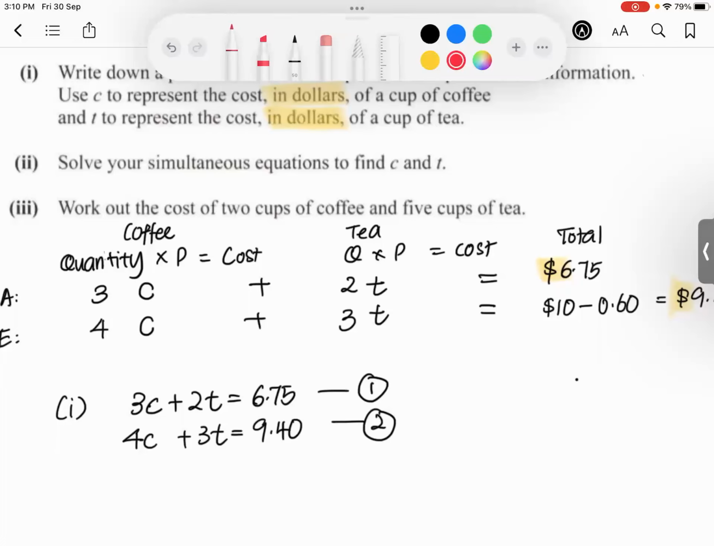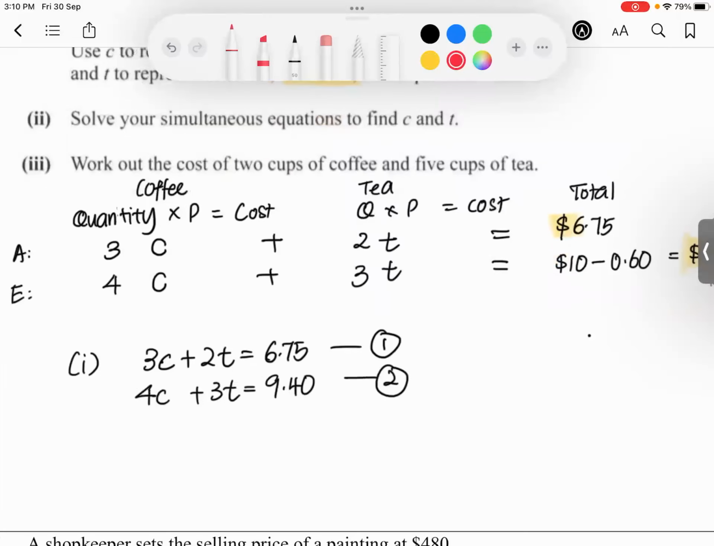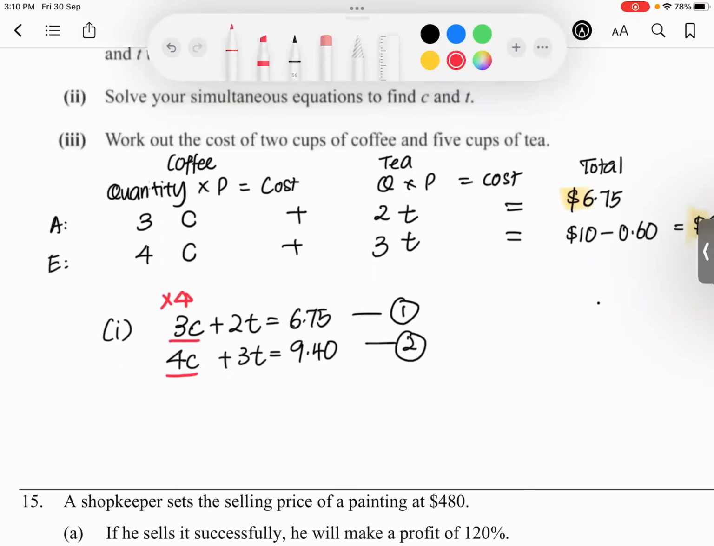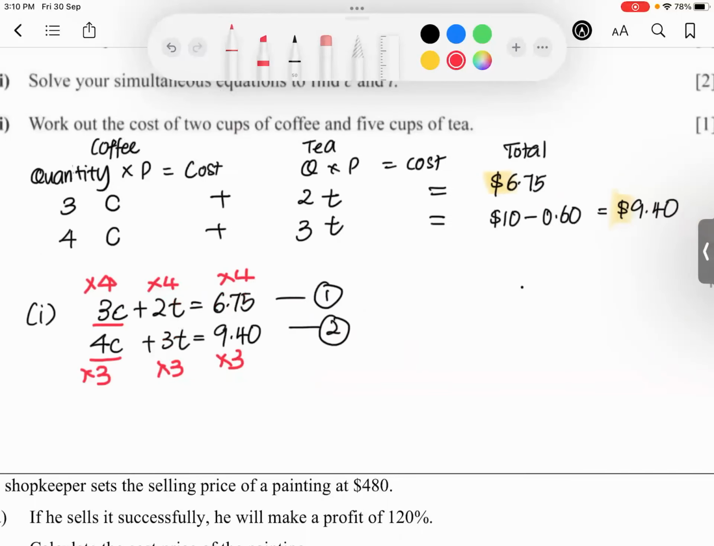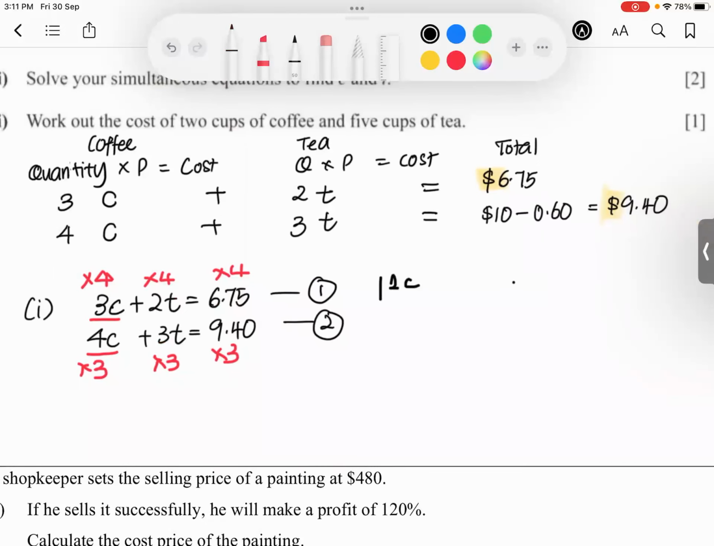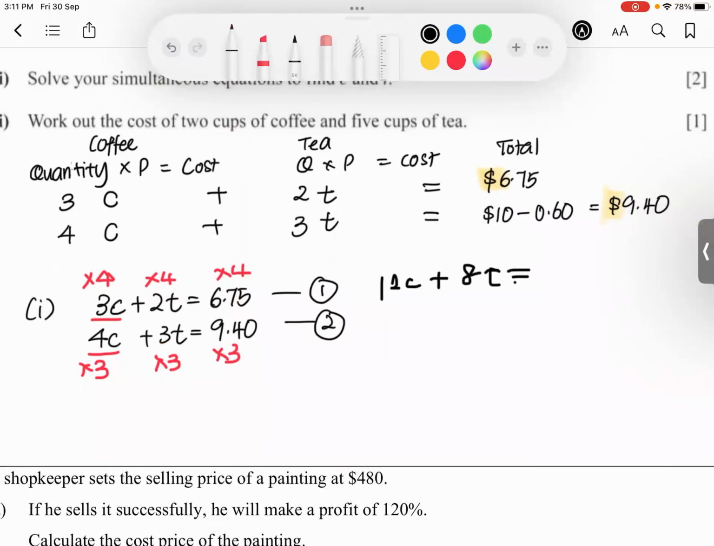So if I want to do elimination over here, let's say I want to make something the same, maybe I make C the same. If I want to make them the same, I will take this, I will multiply by 4 throughout, times 4, times 4, times 4. Then this one I'll multiply by 3, 3, and 3. Okay, then in this case, what will I get? I'll get 12C, 8T, and the number over here, 6.75.